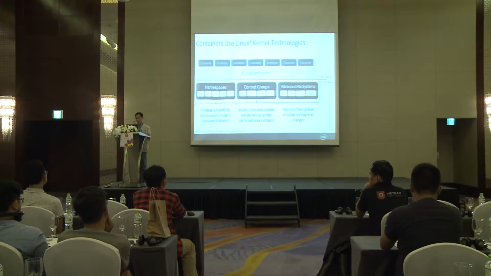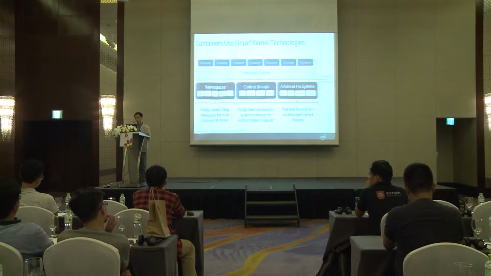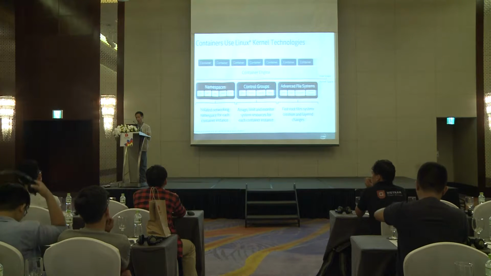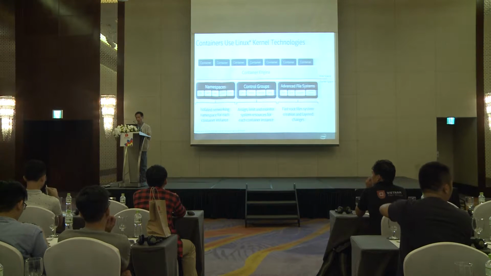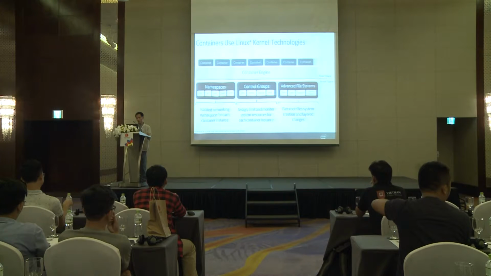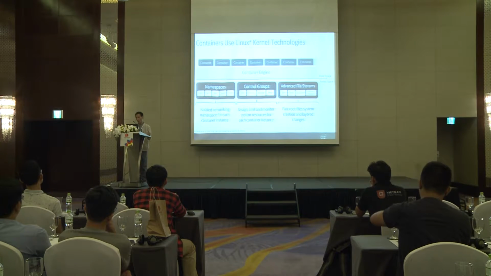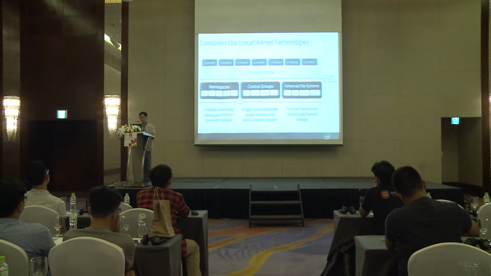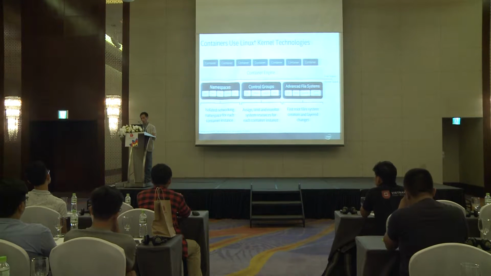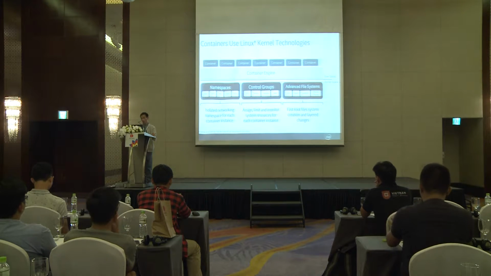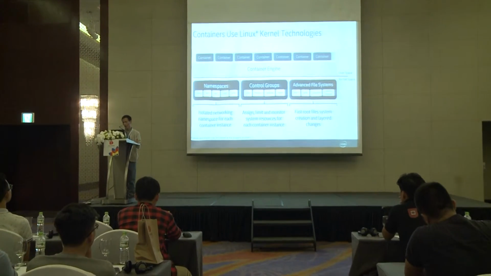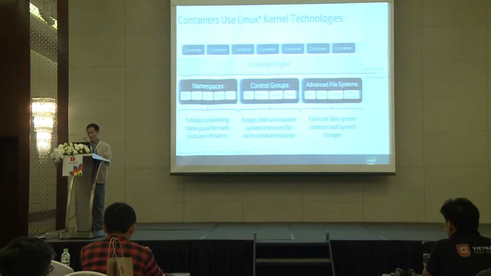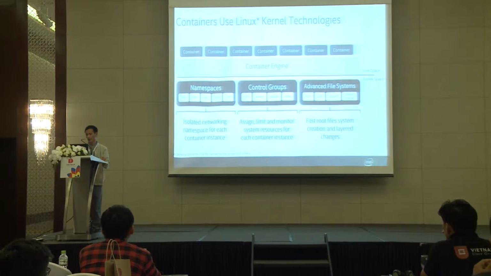And control groups, typically called cgroups, isolate the system resources for each container. They manage the system resources and assign them to each container. So they can be used to control resources like CPU, memory, devices, and storage. And the third technology is the advanced file system.